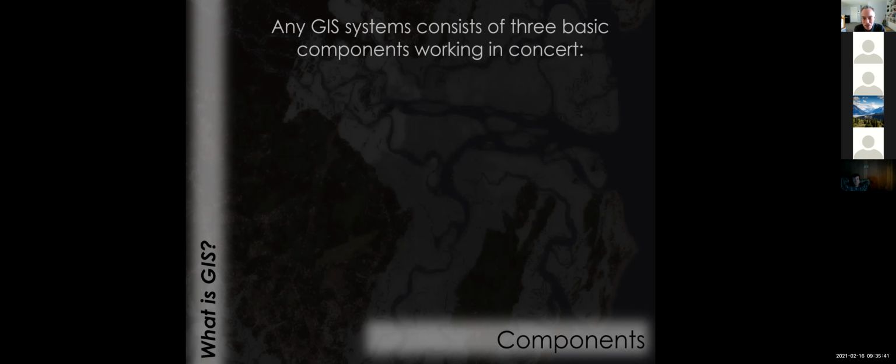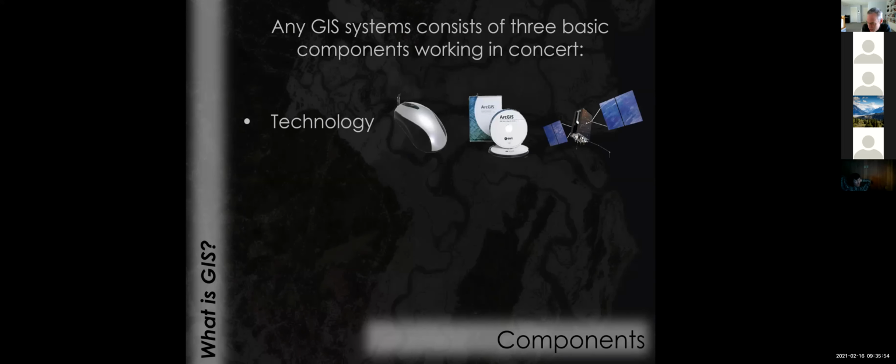So any GIS system consists of three basic components that work together in concert. The first is the technology. So that's the software that's used, as well as the technology that we talked about earlier in the semester that collects all of that data for remote sensing, for example, through satellites and aerial photos and things of that nature.